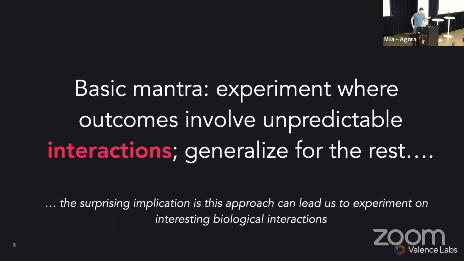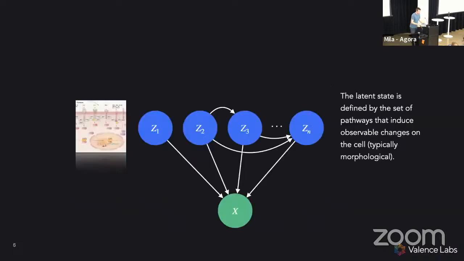And what I'm going to argue is that the surprising implication of this approach is that this can tend to lead us to experiment on things that are actually biologically interesting as well, right? And that's the part that is more surprising. Okay. So how do we reason about, or how do we think about this problem?